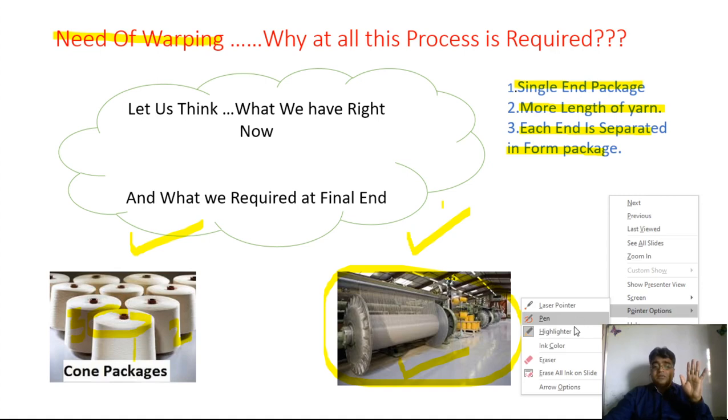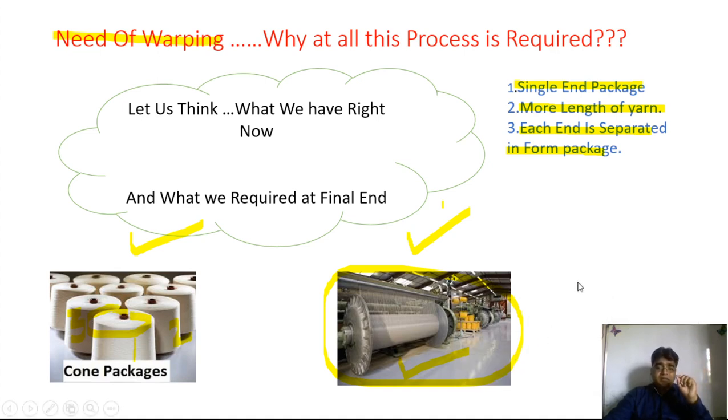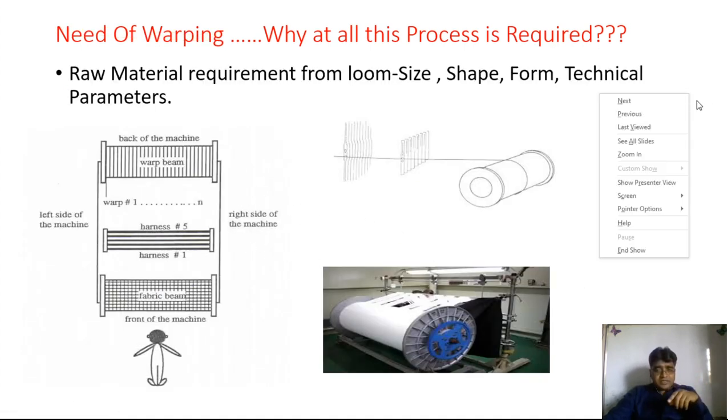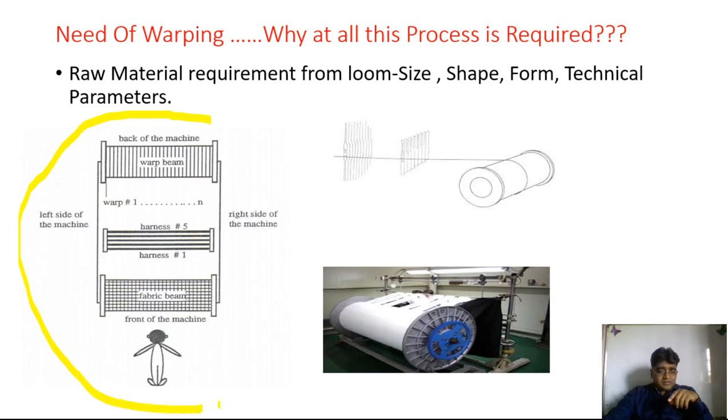Now we will see a loom shed. Initially we will think about the loom shed. This is a particular loom shed, and here this is a loom. In this loom you can see this is the back of the machine, these are the harnesses, and this is your fabric.